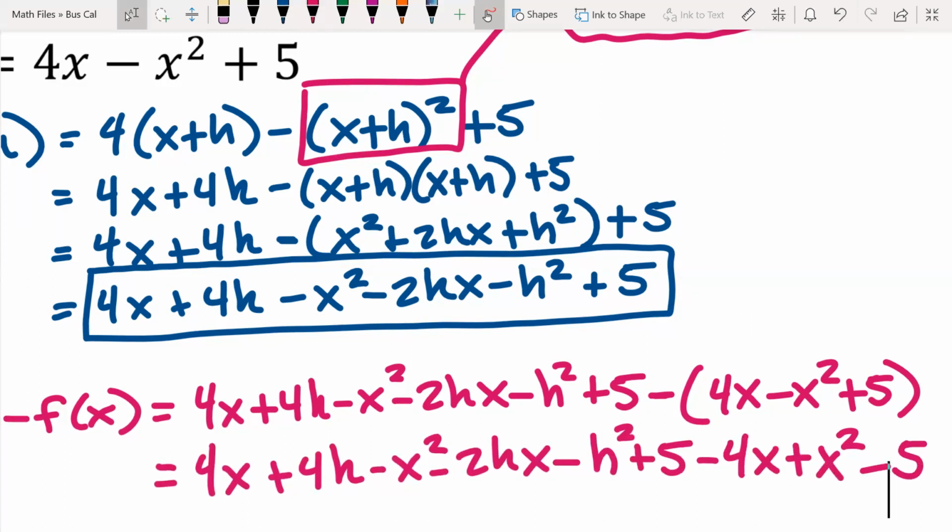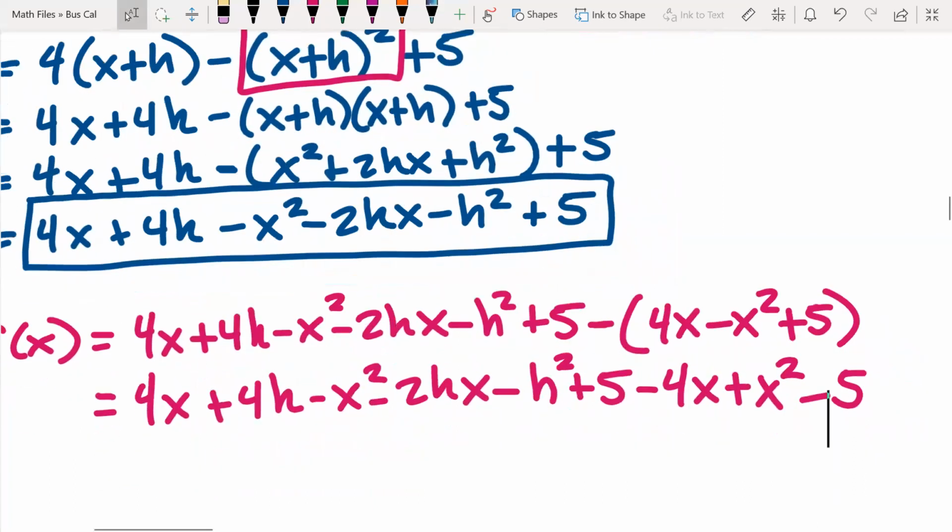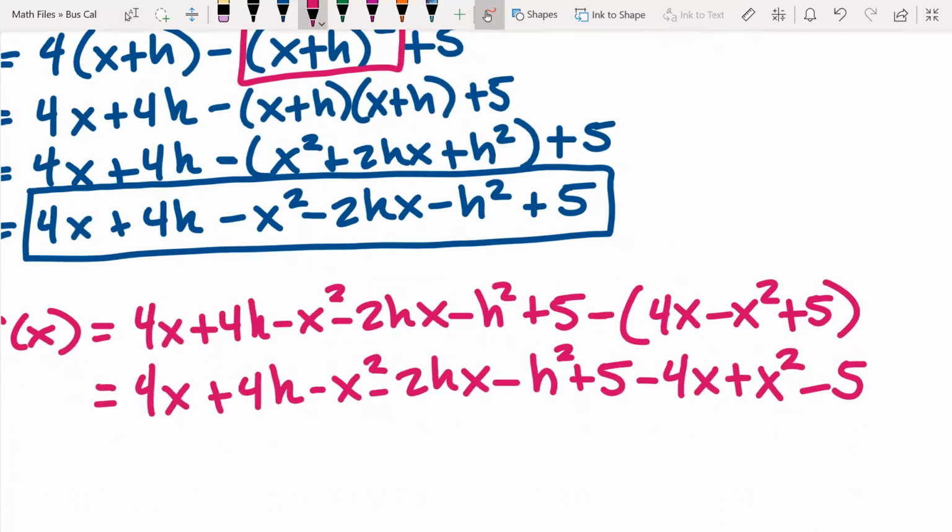And after you distribute that negative, here's the rewarding part out of all of this. Terms will cancel. Now look at this line and tell me which terms are going to cancel. 4x and minus 4x. Good. 5 and negative 5. Good. One more: x squared and negative x squared. There you go. That feels great, right?